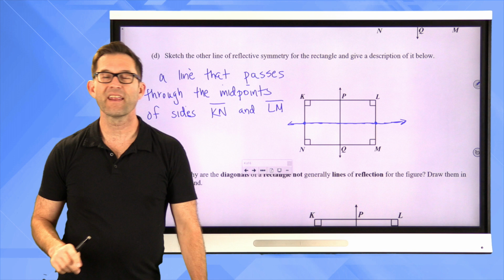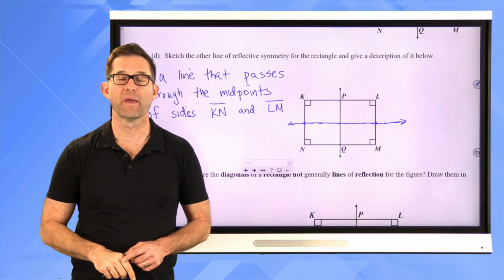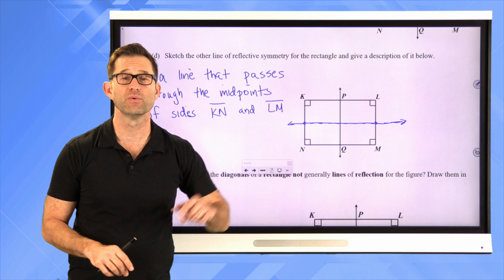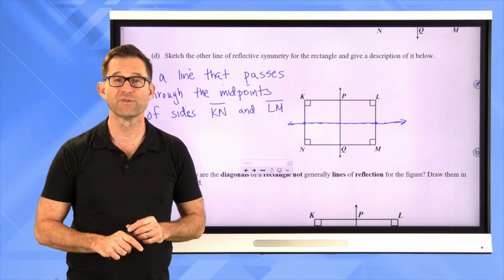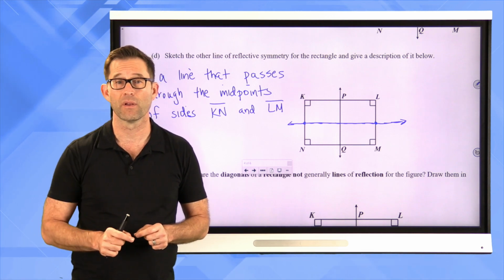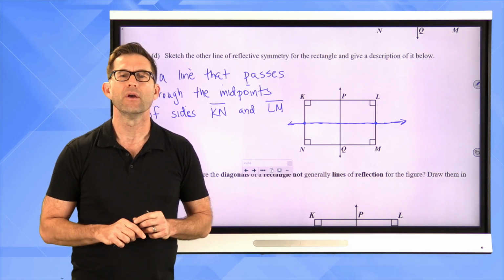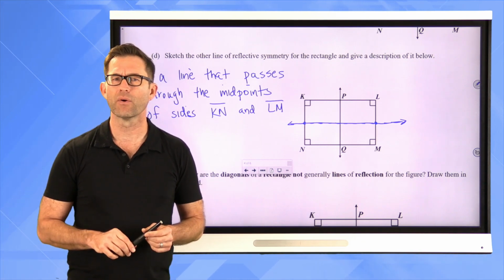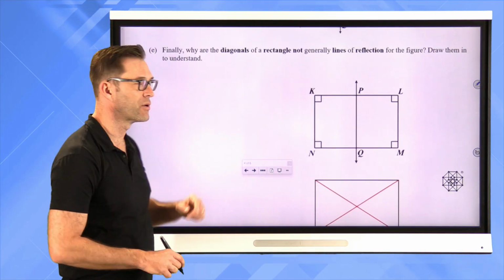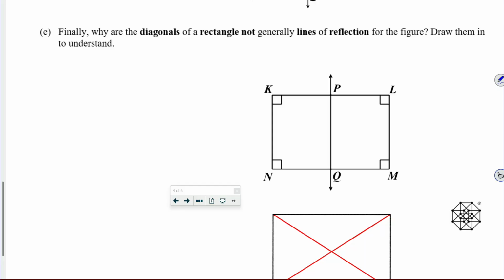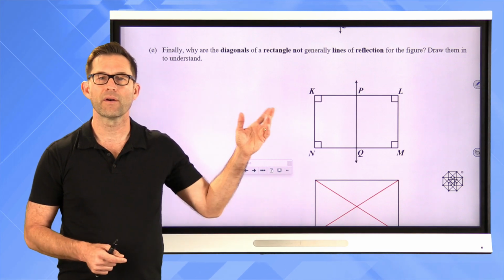All right. And again, you probably way back as early as maybe even 4th grade were drawing these two lines of symmetry for a rectangle. But now you have all the tools you need to explain why they are lines of symmetry. And importantly, you also have the tools now to understand why other lines are not lines of symmetry. Let's take a look at that final issue in letter E. Finally, why are the diagonals of a rectangle generally not lines of reflection for the figure? Draw them in to understand. All right, so letter E.